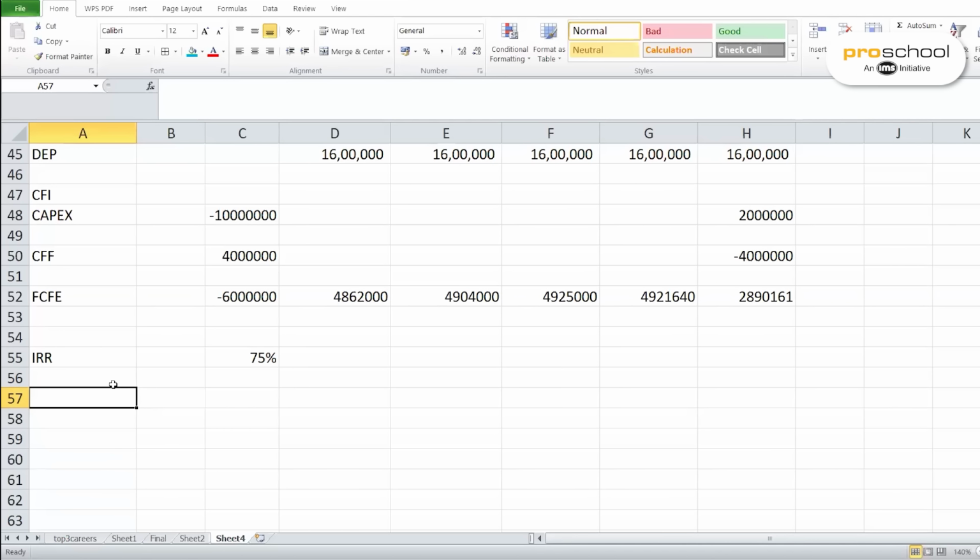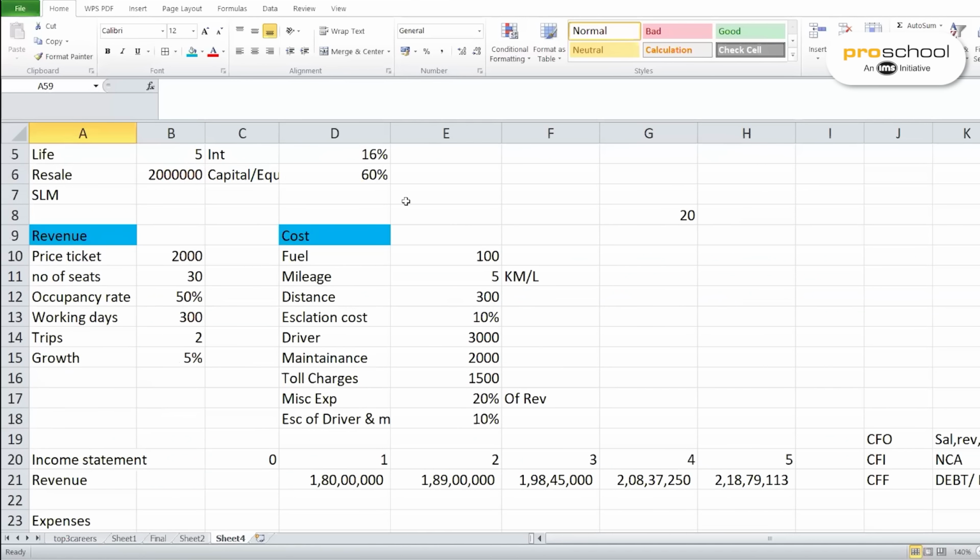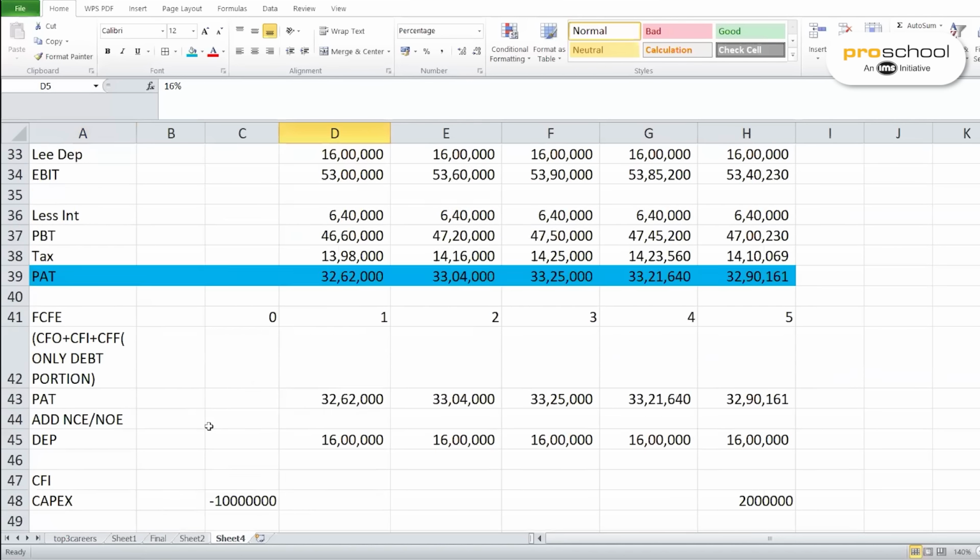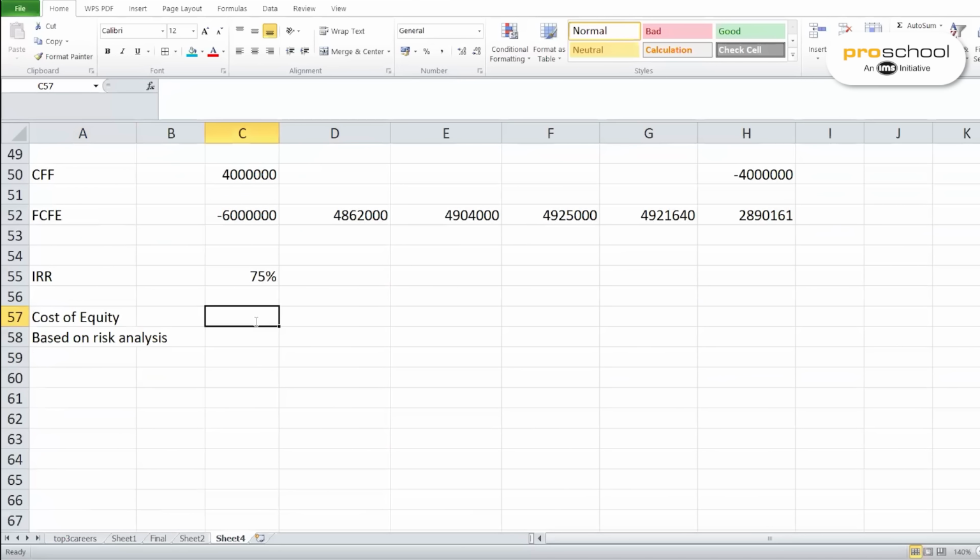Now, whether I shall accept this or not will always depend on my benchmark. That benchmark in finance is normally called the weighted average cost of capital. But in this case we are calculating for equity, so it will be called the cost of equity. Cost of equity will always be based on the risk analysis of the investor. If my investors see that this is a risky business, their expectation from me will be high. If they see this business to be less risky, their expectation will be a little less. Since here we have taken the interest on loan at 16%, let me take the cost of equity to be say 30%.